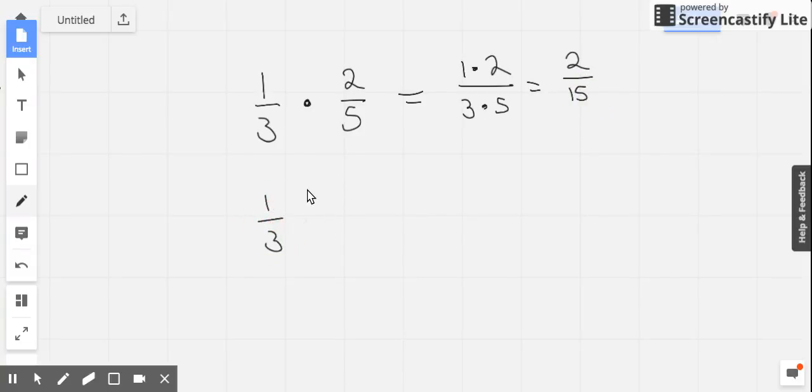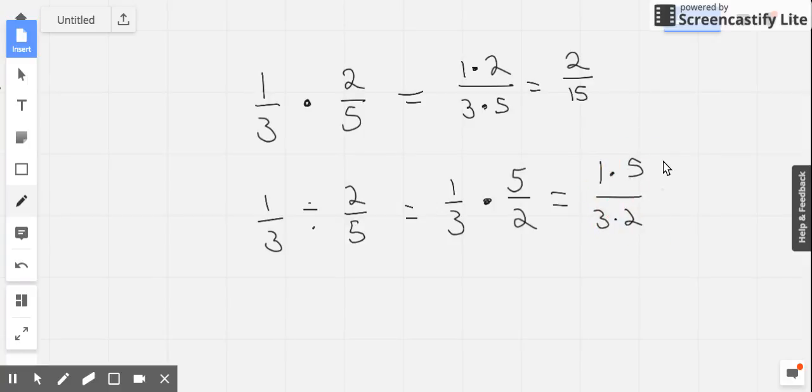Division is a little bit different. Instead of dividing across the top, dividing across the bottom, what we really want to do is rewrite this as a multiplication problem. And to do that, we're going to need to use the reciprocal of this second fraction. So 1/3 divided by 2/5 can be rewritten as 1/3, and we use the reciprocal, times 5/2. And then we continue along just like we would with any multiplication of fractions. 1 times 5, 3 times 2, 5/6. So 1/3 divided by 2/5 is 5/6.